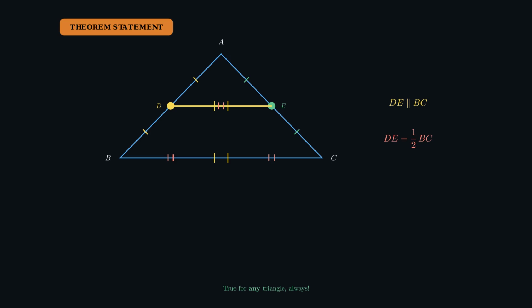The tick marks on AD and DB confirm D is the midpoint of AB. The tick marks on AE and EC confirm E is the midpoint of AC. The double tick marks on DE and the right half of BC show that DE equals BC over 2.